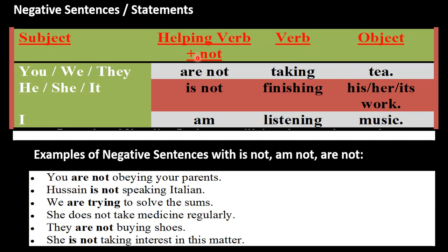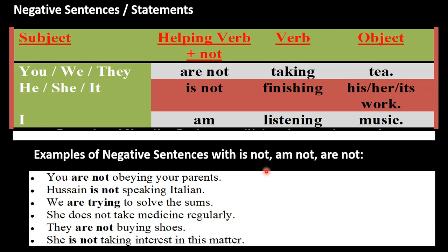So let's move toward negative sentences as statements. So what is the structure? Subject, then helping verb plus not, then verb, and then object. You, we, they are not taking tea. He, she, it is not finishing his, her, its work. And lastly, I am not listening to music.